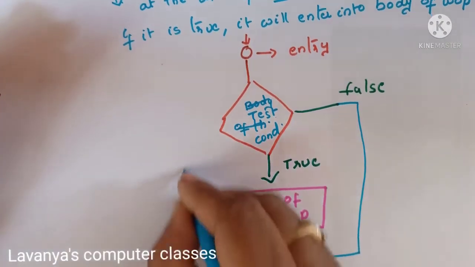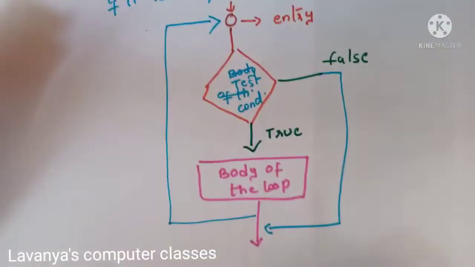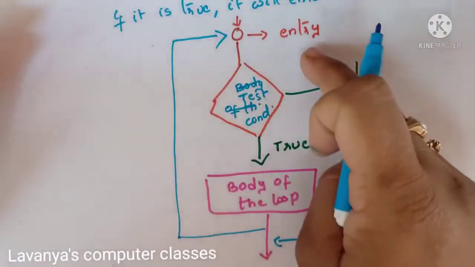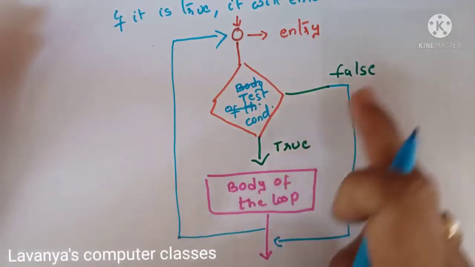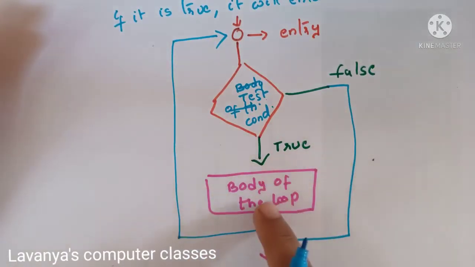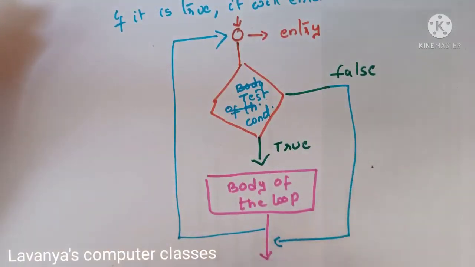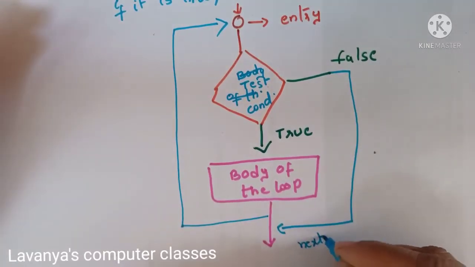But if it is true, after incrementing it checks the condition again, because until the given condition is false, it will be repeated in the body of the loop only. So first, at the time of entry, it checks whether the condition is true or false. If it is true, it enters the body of the loop. Then continuously it is incremented and checked again, and if it is false, then only it exits from the body of the loop. So this is called the entry control loop.